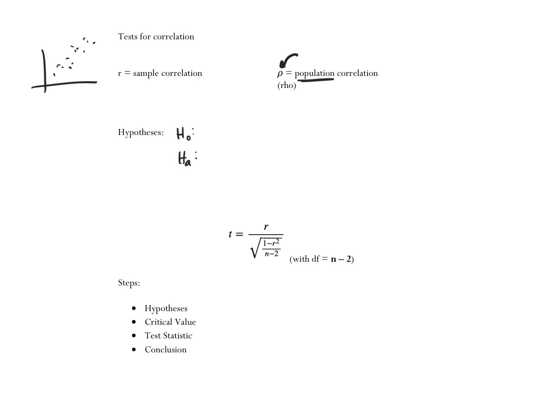Zero. So if there is a relationship, that would mean rho is not equal to 0. And if that is my alternative hypothesis, what would my null be? Rho is equal to 0.